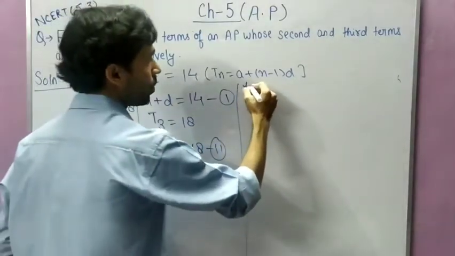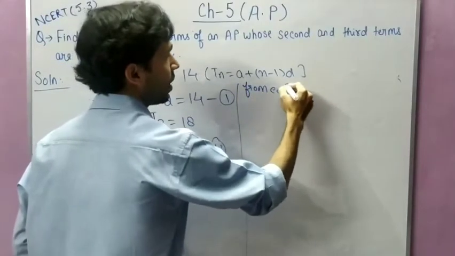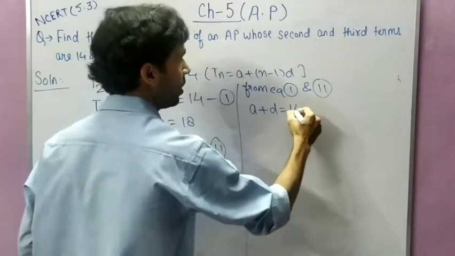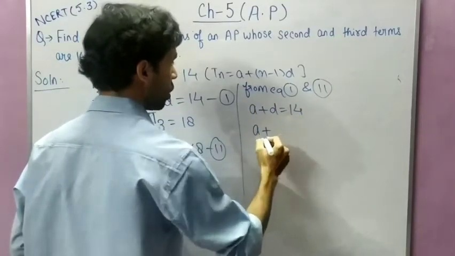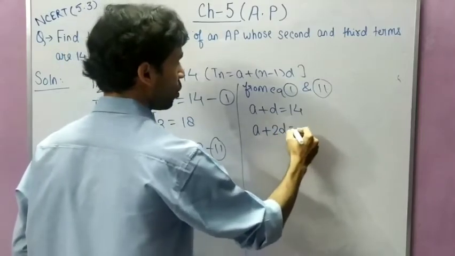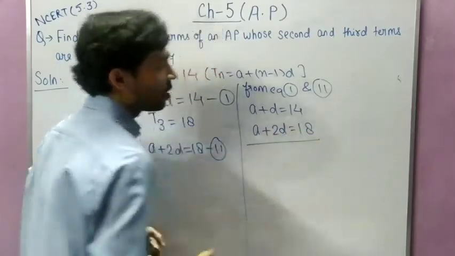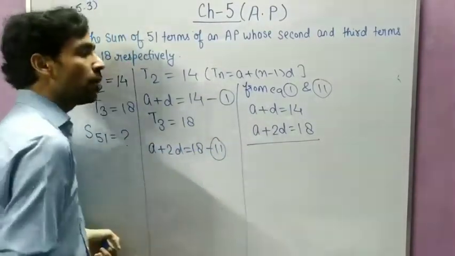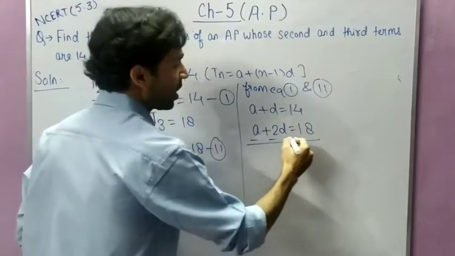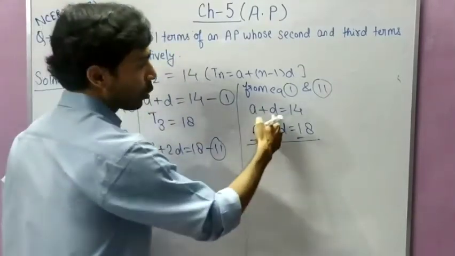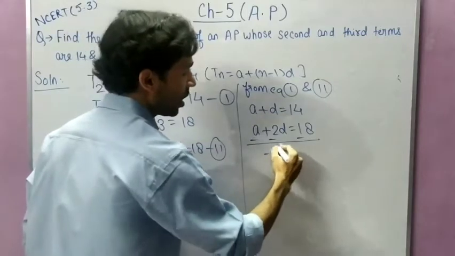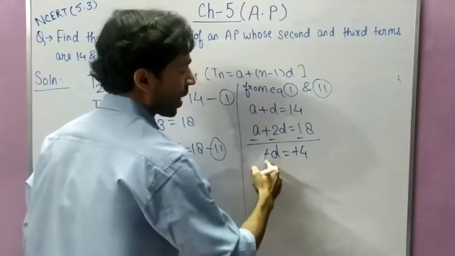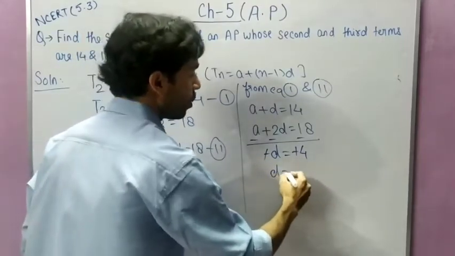So from equations 1 and 2: equation 1 is A plus D equal to 14 and equation 2 is A plus 2D equal to 18. These are linear equations in two variables, so I am solving them with the help of elimination. Subtracting, A will be cancelled, D minus 2D will become minus D, and 14 minus 18 will become minus 4. The minus signs will be cancelled. So D will be equal to 4.